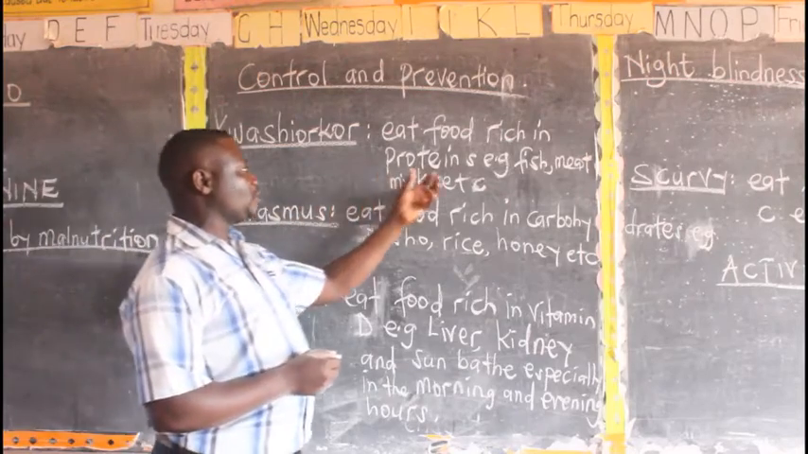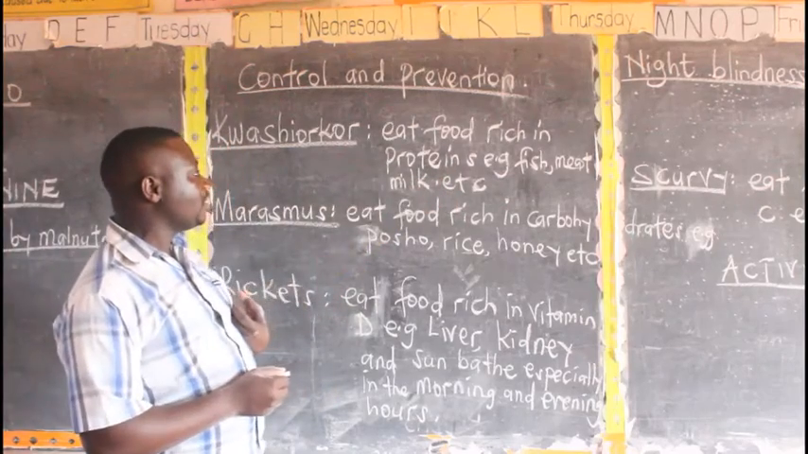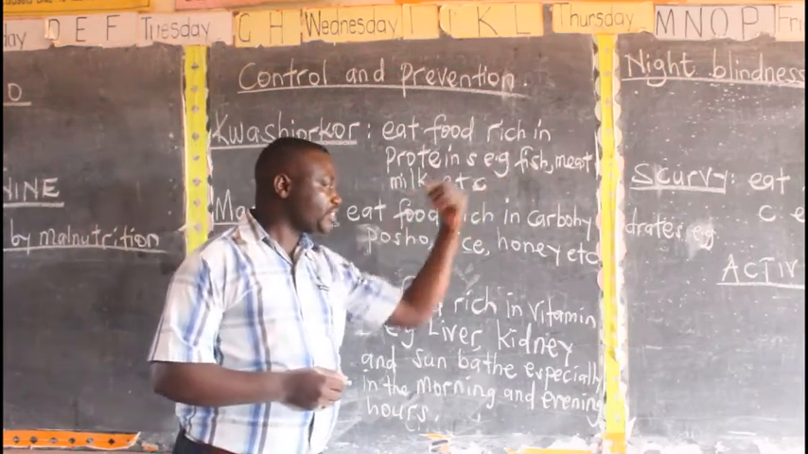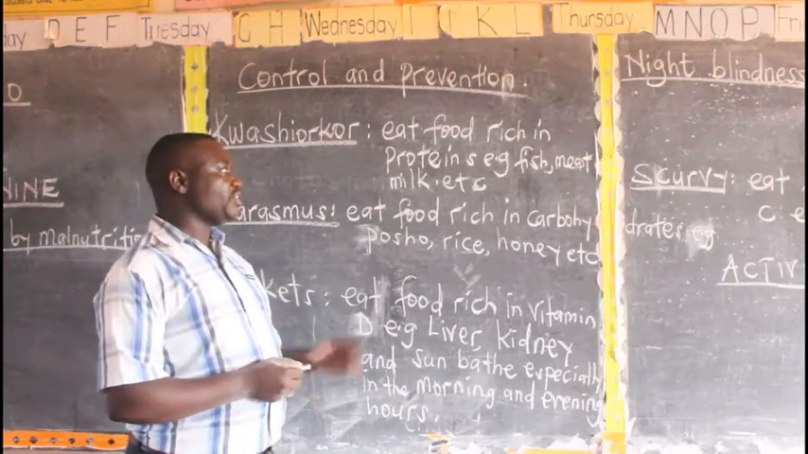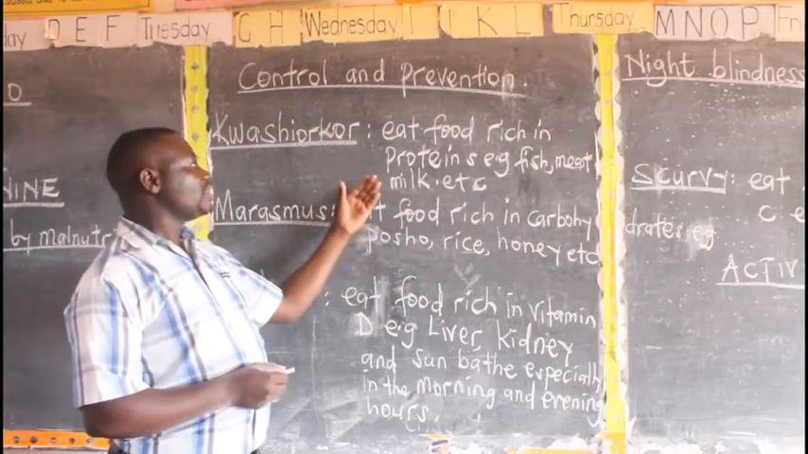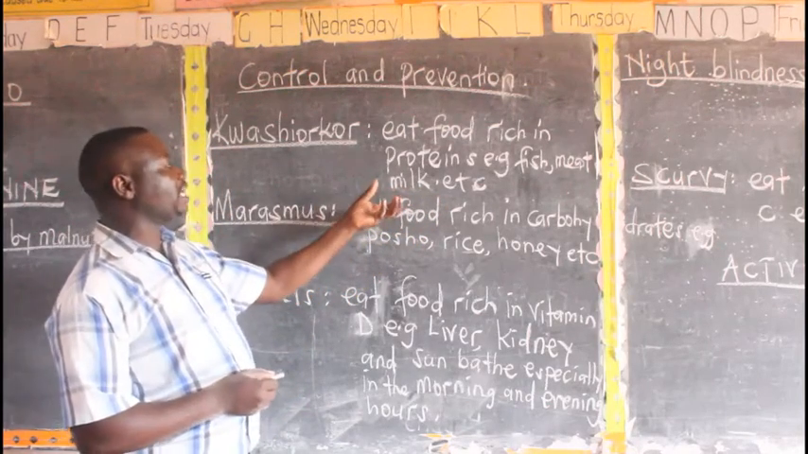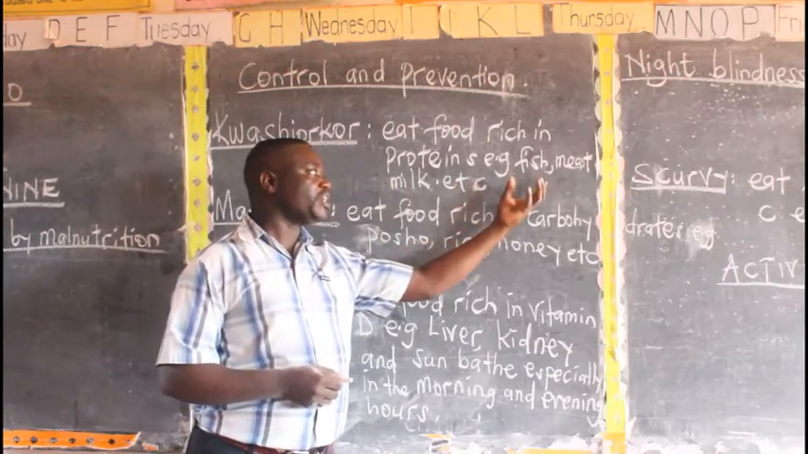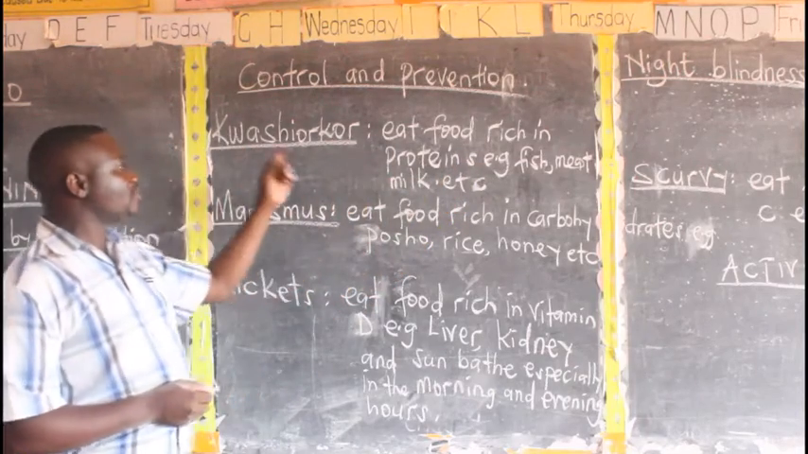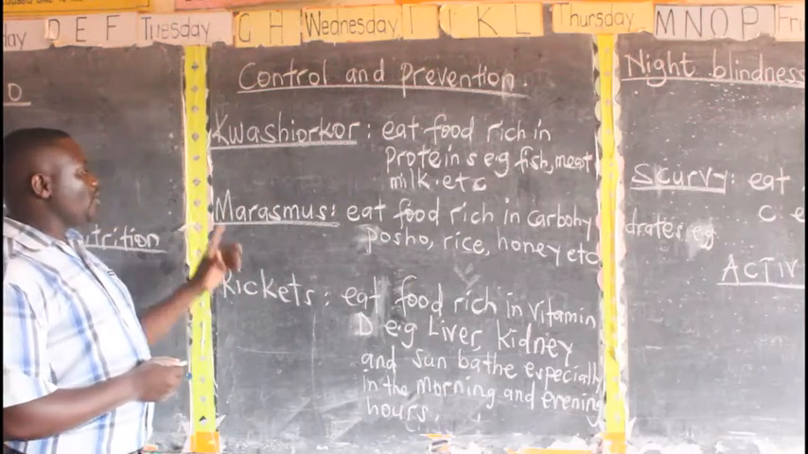Now, examples of food that we are supposed to eat, which are rich in proteins or provide the body with proteins: we have fish, we have meat. When you eat meat and fish, you get proteins. Even we have milk. Not only these three, but there are very many. Just mention a few. Fish, meat, milk, and even beans, which are the commonest one. This is the commonest meal in every home. At least in a week, people eat beans twice. So all these are rich in proteins and they prevent one from getting kwashiorkor.